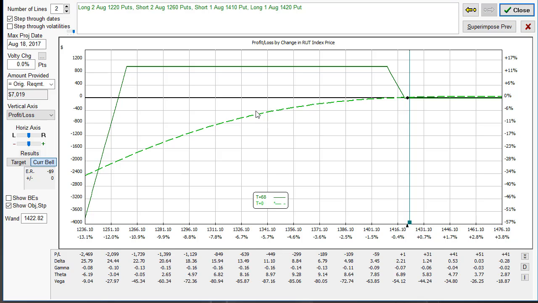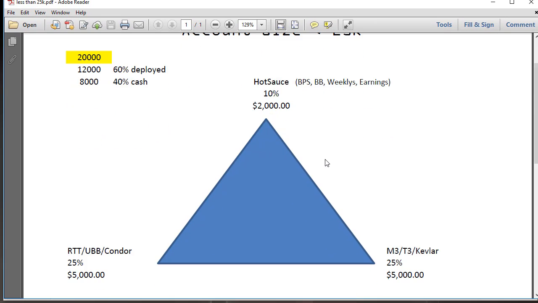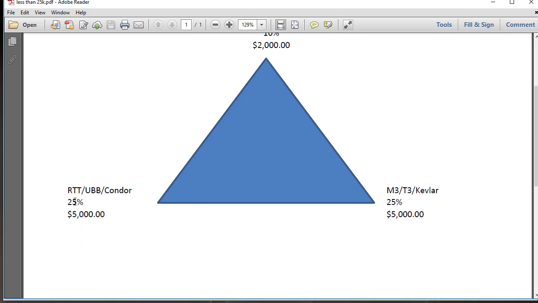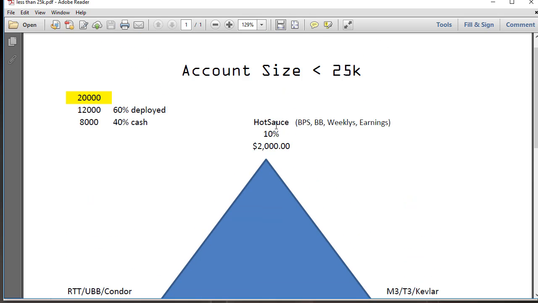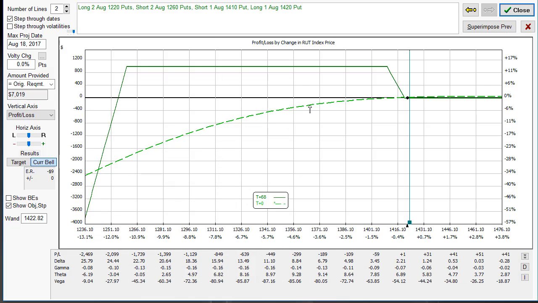But if this overlaps with other trades that benefit from that move down, this is yet again why I say that this is the recommended approach for different account sizes. Less than 25,000, we're going to have a percentage in some of these condors and some of these unbalanced butterflies. We're going to have a percentage in the T3, Kevlars, the M3s. We're going to have a percentage in some of these other more active, aggressive type trades, so that the whole picture, the whole account is never going to be put at risk in any one trade like this.